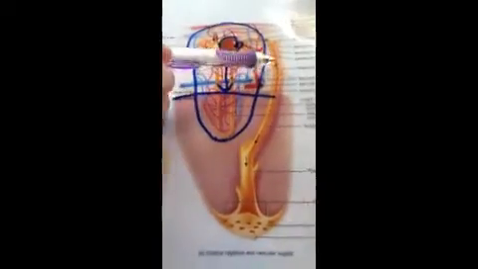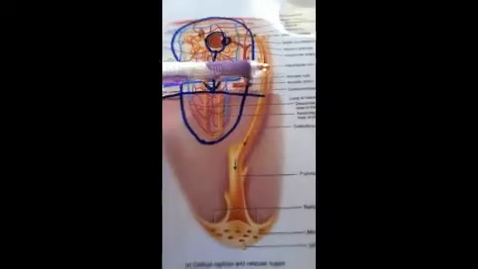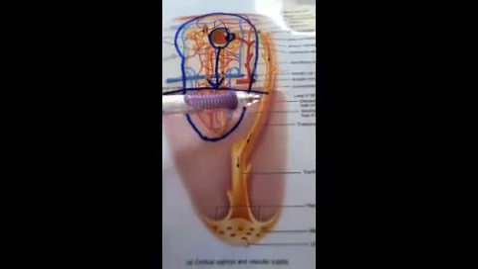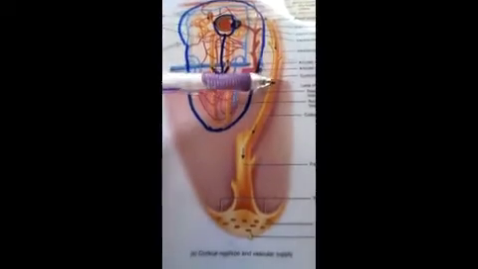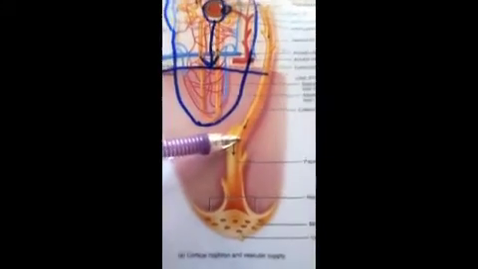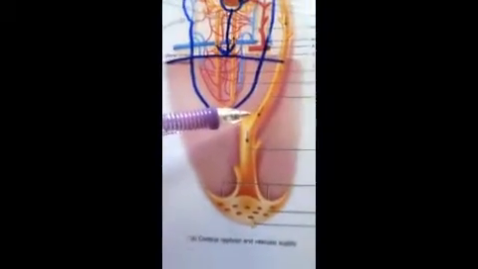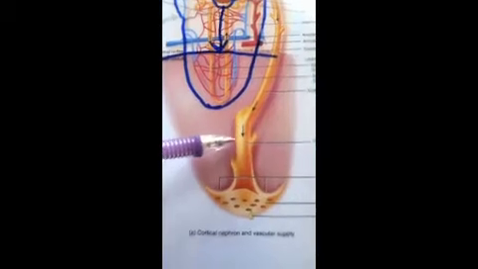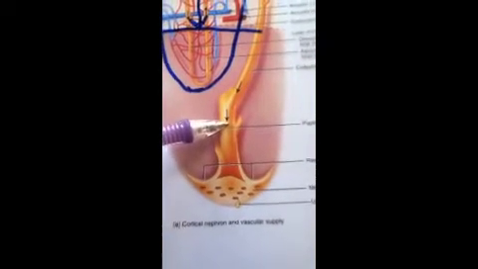So here you have, same thing, the collecting tubule or collecting duct, where different nephrons empty into it, and then passing down through the medulla, eventually you're going to have a bunch of these ducts joining together to form larger ducts called papillary ducts. So here we're looking at one papillary duct.